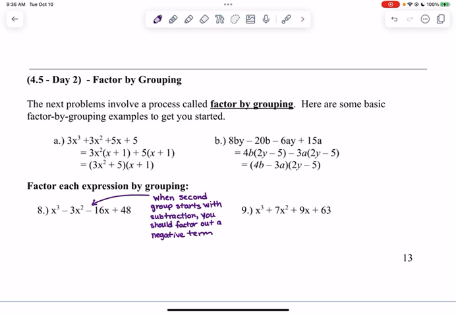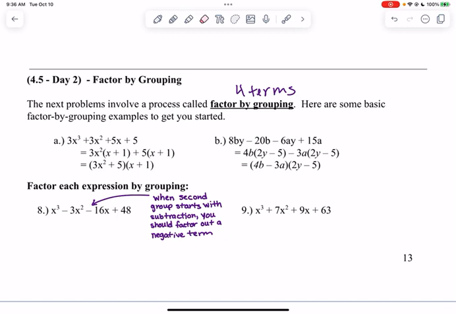Factor by grouping is going to be the last type of factoring we're going to look at. And factor by grouping is specifically used when you have 4 terms. So in all of these examples that we're going to look at, they all have 1, 2, 3, 4 terms. So grouping is used when your polynomial or your expression has 4 terms to try and factor.